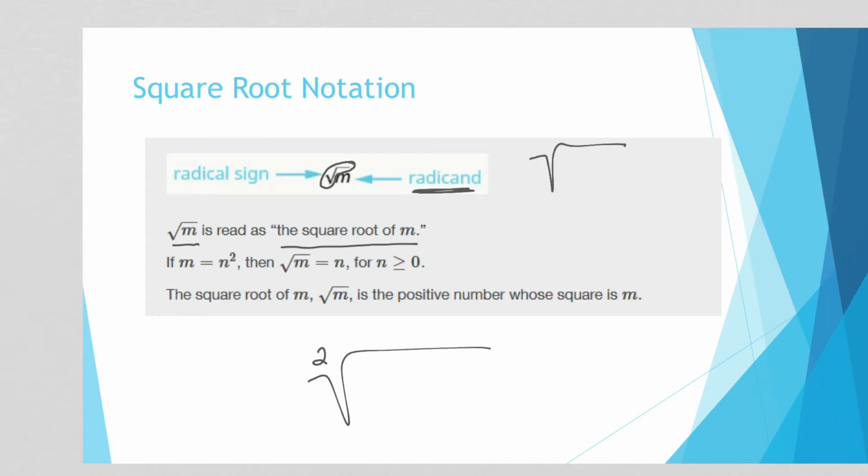So then it says if m is equal to n squared, then the square root of m equals n, and that's for n's that are greater than or equal to 0. It says that we're dealing with the positive number, because if you take the square root of 4, technically you could say that is 2 and negative 2, but really if we're looking for the negative, we would put a negative sign out front.